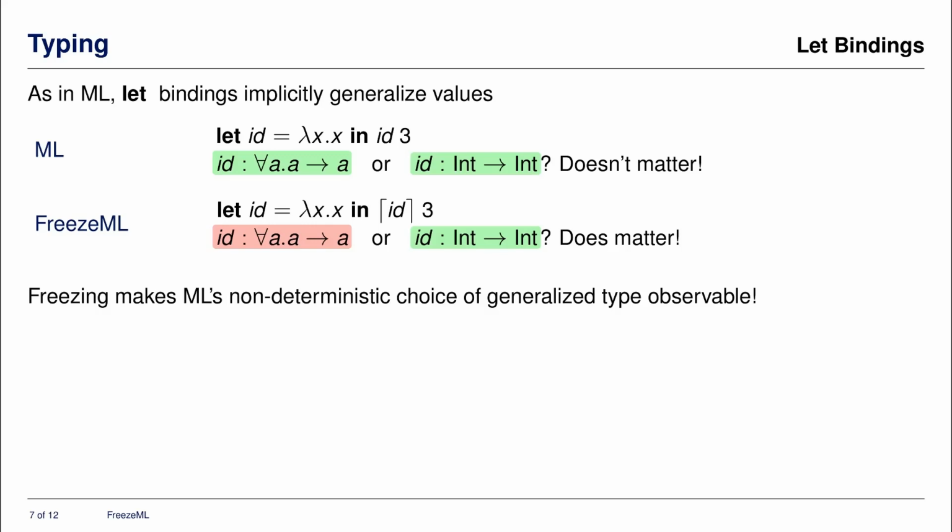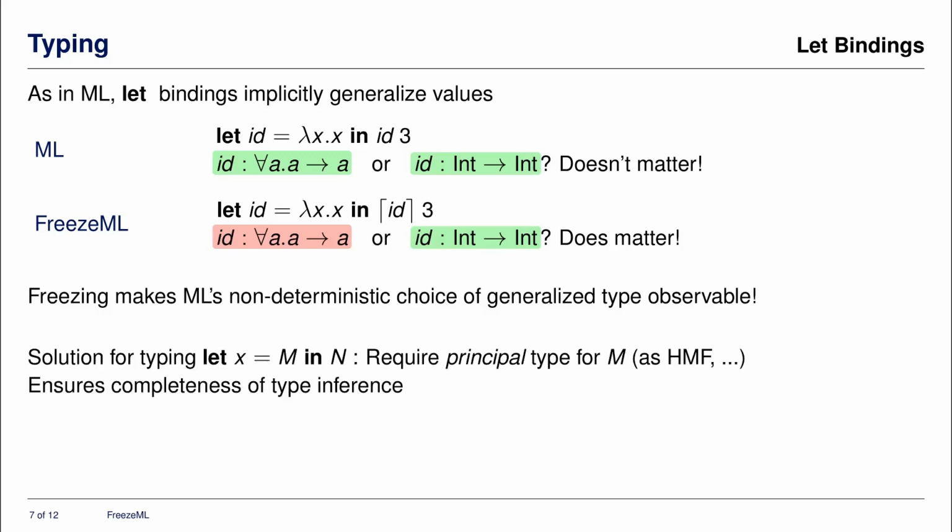And this is also a problem for type inference. Ideally, we would like to be able to just infer the principal type for ID, and that's it. But here we would have to detect that we have to pick a different type for ID. Now our solution is that when typing let x equal m in n, then we always enforce picking the principal type for m. That means that the example above doesn't actually type check in FreezeML, because we aren't allowed to give ID the type int to int anymore. This idea of forcing let bindings to yield only principal types isn't new. For example, HMF has done this in the past, but it is a deviation from what ML does.